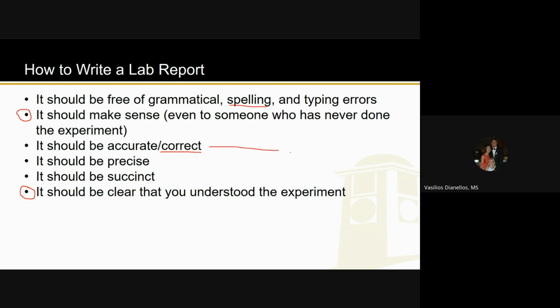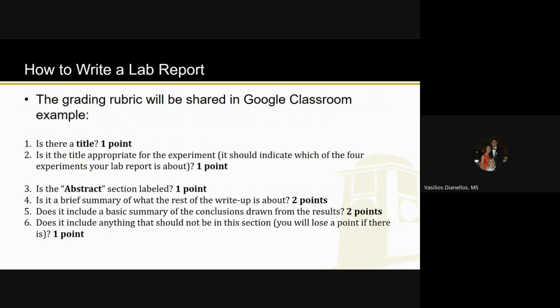These kind of go together, actually. A lot of the times when people write things that are not accurate or correct, that usually indicates they didn't understand the experiment too. So again, the grading rubric will be shared, not in Google Classroom. That's an old thing. I'll be sharing it via my online as usual. Actually, I'm going to send it hopefully today.